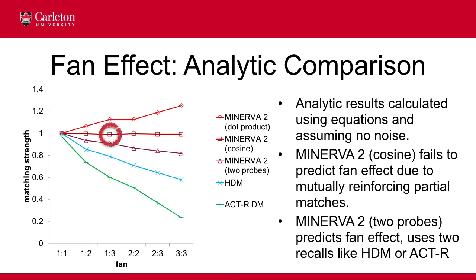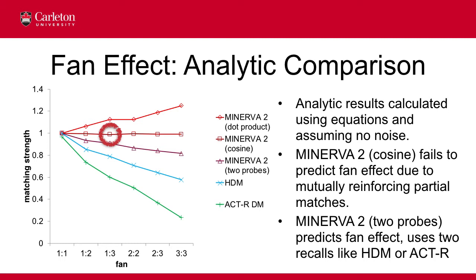In particular, Minerva 2 cosine predicts that the most difficult test item is the 1,3 fan with a matching strength of 0.988, an almost invisible contrast to the 0.990 or more matching strength of the other test items. So why would the matching strength in Minerva cosine be lowest for the 1,3 fan rather than the 3,3 fan? The answer to this question reveals what Minerva is doing.